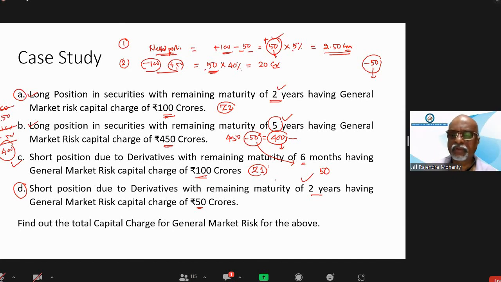Zone 3 and 1. 400. Zone 1 and zone 3. And for this zone 1 and zone 3, what is the rate? 100%. When it is for zone 1, 3, it is 100. Okay. So that means how much capital is required? 50 crore. Okay. So third step we have done.